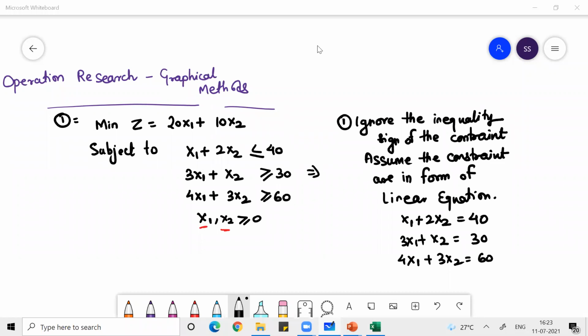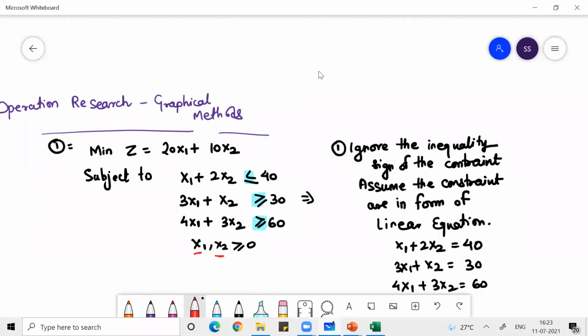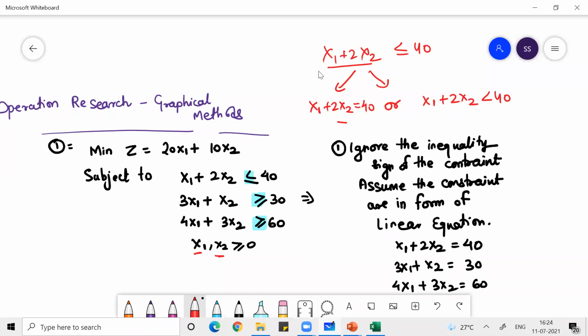Yes, sir. So Pavitra, these are in the form of inequality. This is the inequality sign. So what do you mean by this, Pavitra? If you see x1 plus 2x2 is less than or equal to 40, what does this mean? It means two things. What are those two things, sir? This means x1 plus 2x2 is either equal to 40, or lesser than 40. We are sure that 40 is the maximum value it can accept.